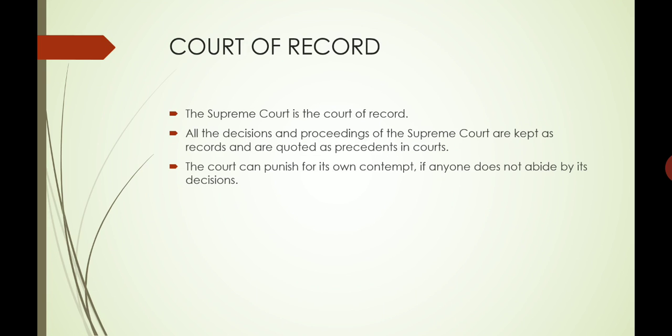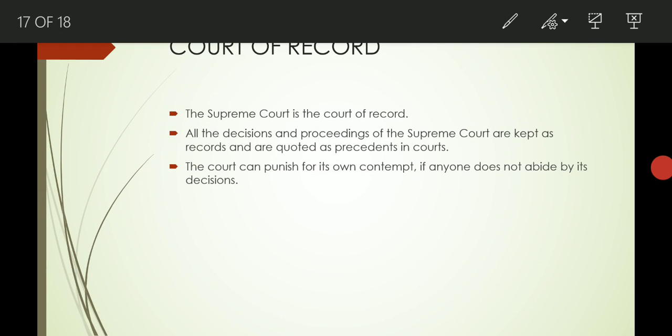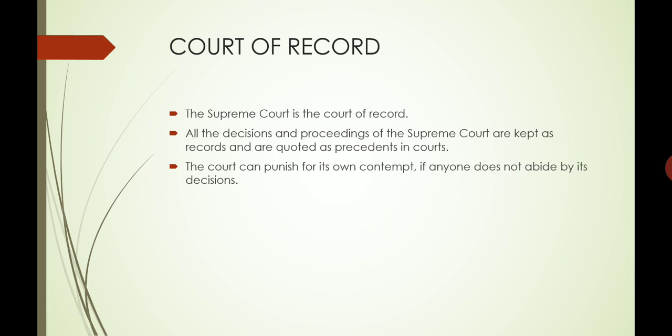Now, what is the court of record? The Supreme Court itself is the court of record, and all the decisions and proceedings of various different cases in the Supreme Court are kept as record and are quoted as precedent in the court. Means whatever the court, whatever the cases, irrespective of the nature, every decision and proceeding is recorded in the Supreme Court. The court can punish for its own contempt if anybody does not abide by its decision.